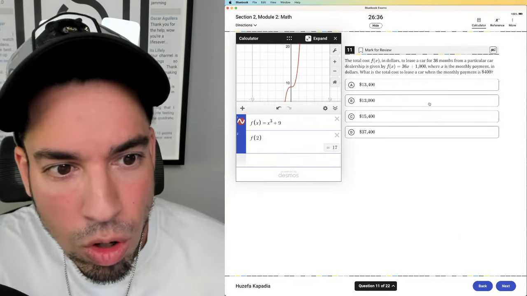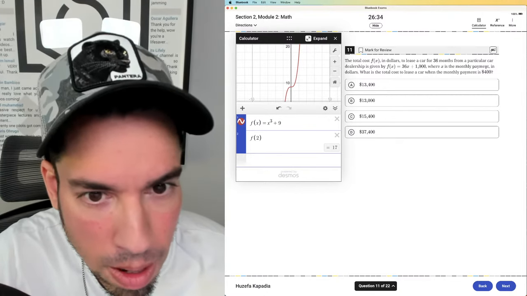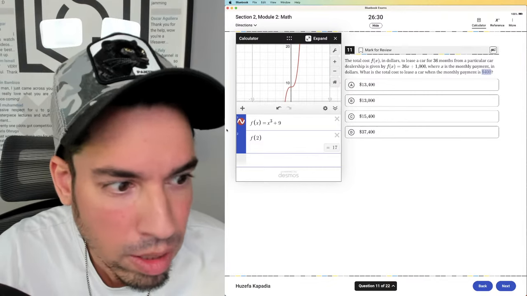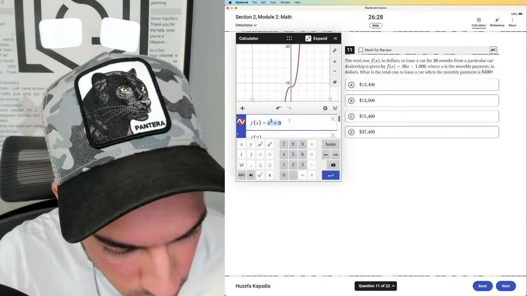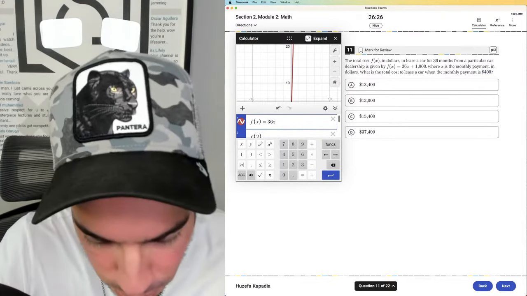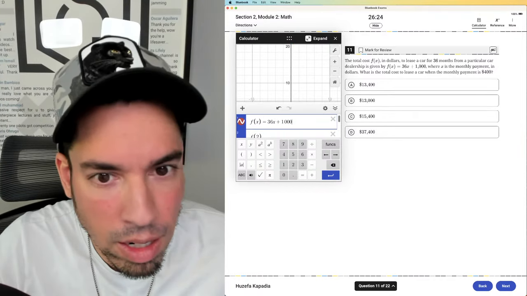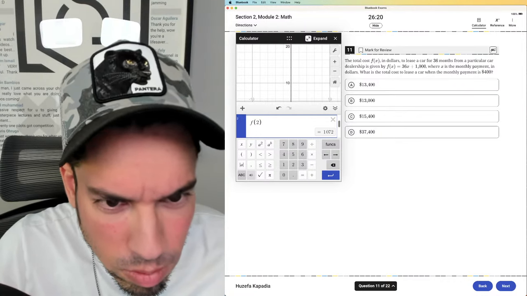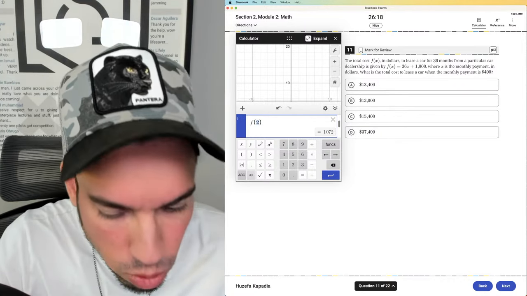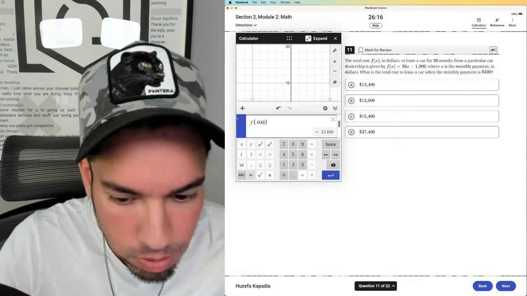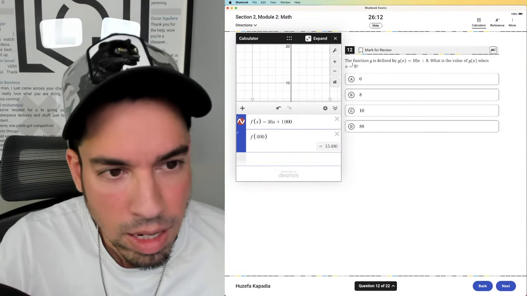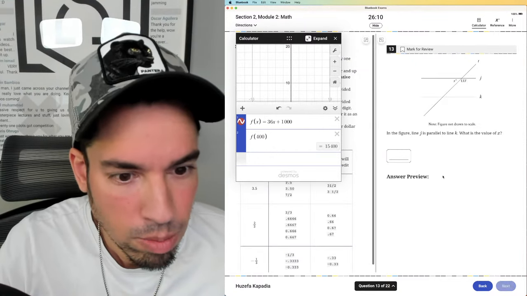All right, the total cost f of x in dollars to lease... I mean, yeah, you can use Desmos, but again, it's pretty quick. 36x plus 1,000, and we're trying to say, you know, 400. I think x is the monthly payment, so you just plug in 400, and you got your answer. Again, plug and chug. You can use Desmos in the same way.